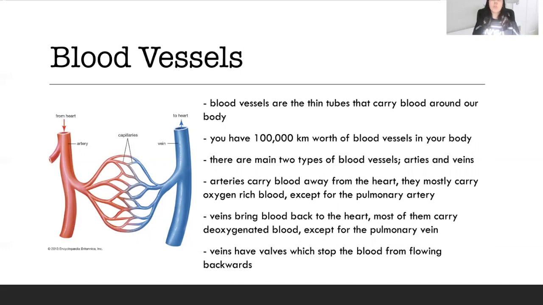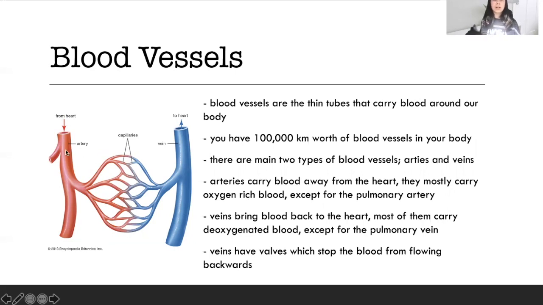Arteries carry blood away from the heart, and they mostly carry oxygen-rich blood, except for the pulmonary artery, which takes deoxygenated blood from your right ventricle to the lungs where it is oxygenated. Veins, on the other hand, bring blood back to the heart, and most of them carry deoxygenated blood, except for your pulmonary vein, which takes the oxygenated blood from your lungs back to your heart, entering through the left atrium. Veins, just like the heart, have valves which stop the blood from flowing backwards.